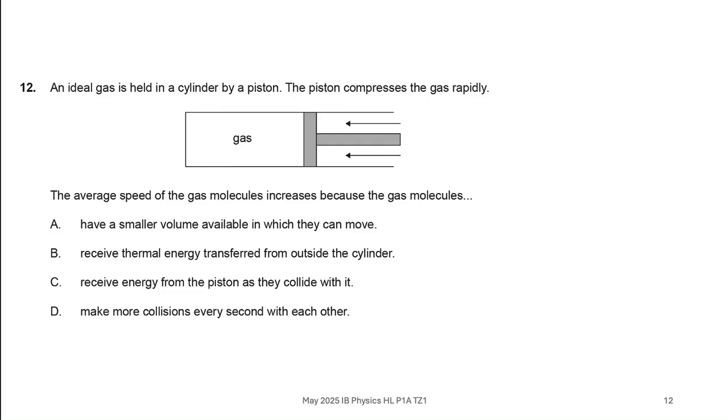Okay, we're looking at the answers here. There's a few things which are true. For example, they have a smaller volume, that's true. They are making more collisions every second with each other. These are all valid statements. However, they're not necessarily explanations of why the things travel more quickly.